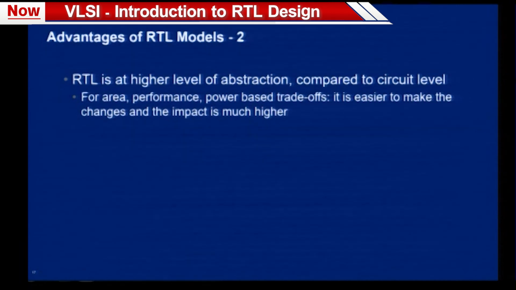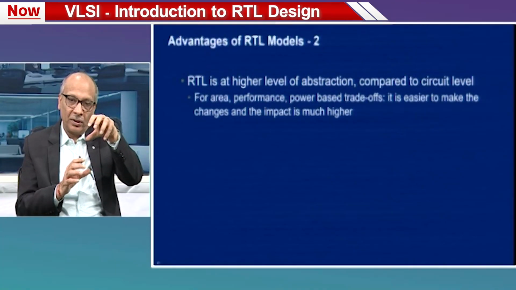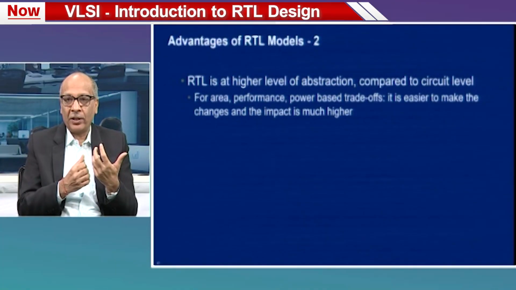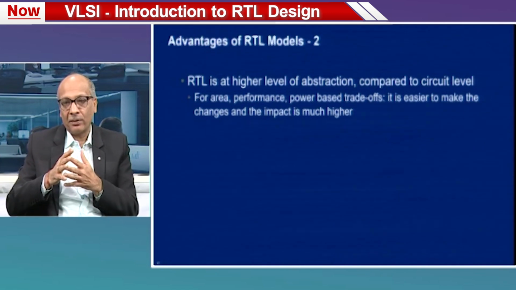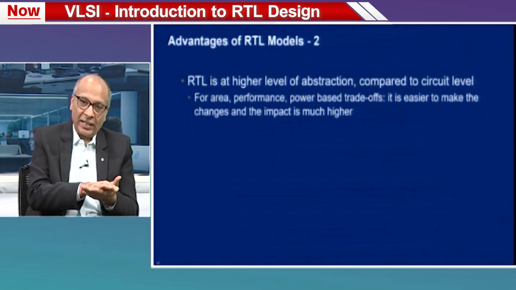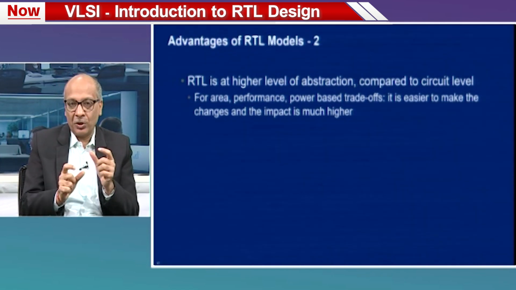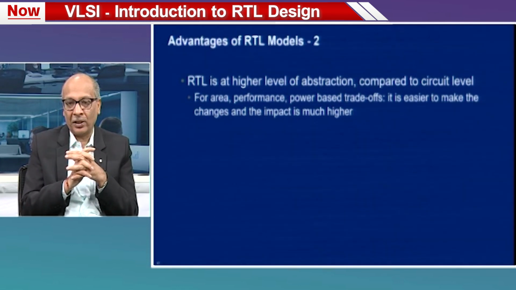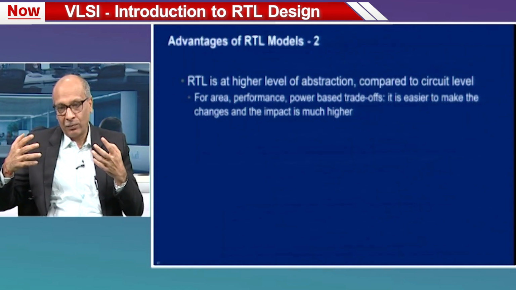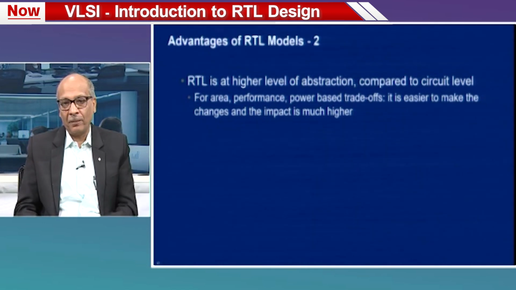We continue talking a little bit more on the advantage of RTL model. So, RTL is at higher level. We talked about PPA, power, performance and area. So, when you want to make those trade-offs, it is easier to make those changes at a higher level of abstraction, either through constraints or through RTL design, and the impact is also much bigger. Once you have the netlist, after that even if you are making some change, the impact can only be very, very minor.